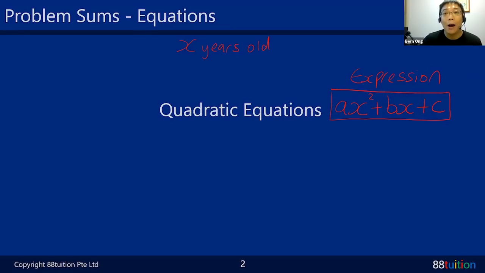So how do I write your age in terms of an expression? I'm x years old. You are x minus 20 because you are younger. So you minus 20. You don't divide, please. You minus 20. So x minus 20 years old. This is you.